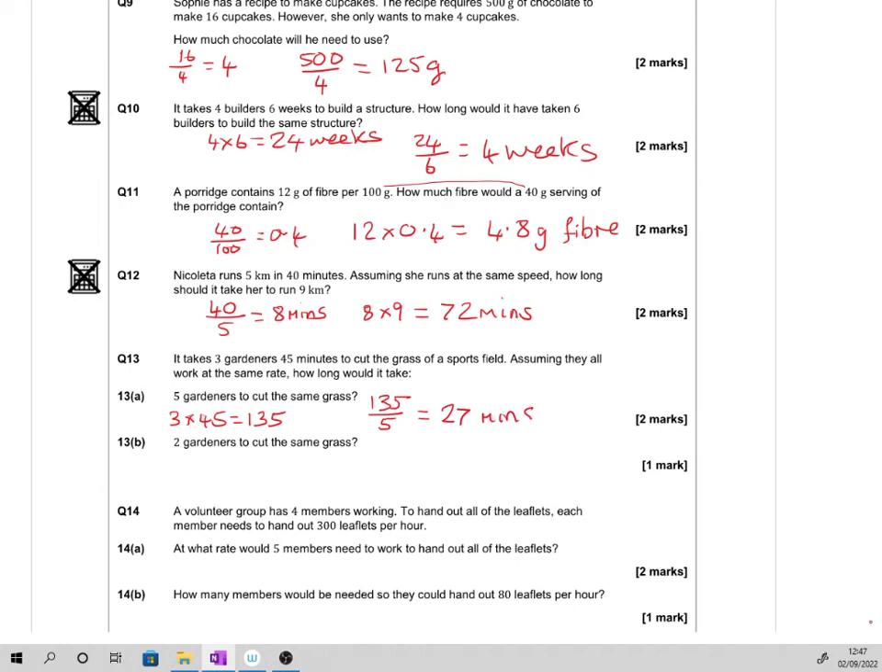minutes. 2 gardeners, so we've got 135, and we're divided by 2 gardeners, so it's going to take longer, isn't it? 135 divided by 2, 67.5 minutes.